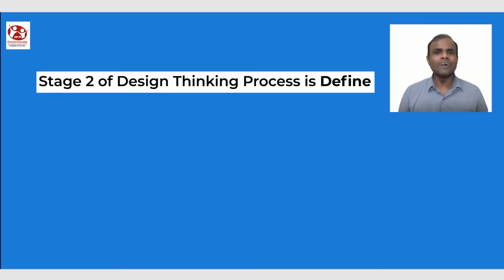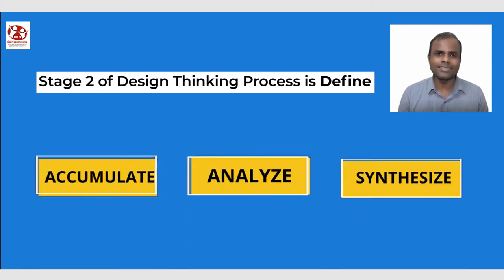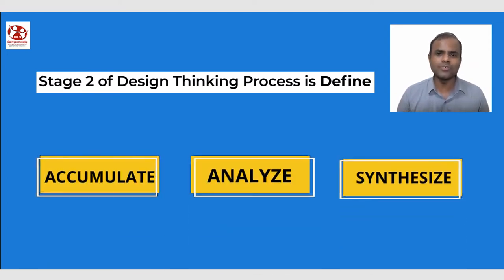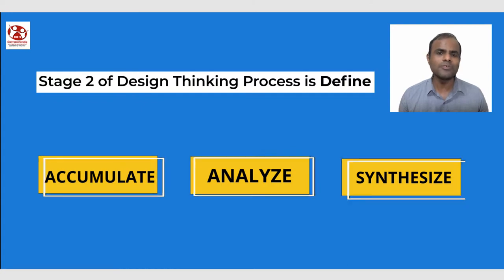Now, when you have empathized with your probable users, it's time for you to move on to stage 2 of the design thinking process, that is define. Now that you have a good amount of information collected after empathizing, it's time for you to accumulate, analyze, and synthesize your observations and define core problems faced by your users.